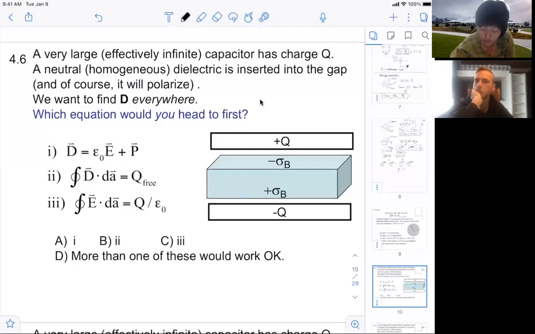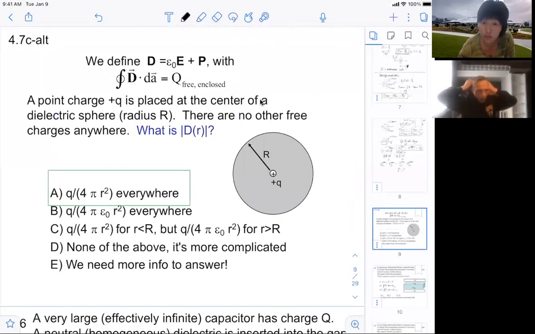I believe that was referring to the previous problem. The previous problem, we don't know P. Again, they didn't tell us what kind of material it is. At that point, we don't really know what P is, but we know that E, as we calculated, is D over epsilon naught minus P.